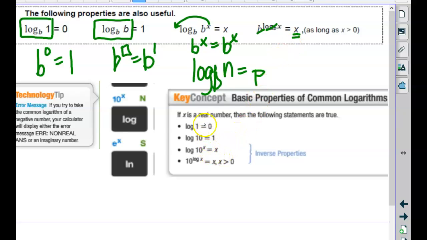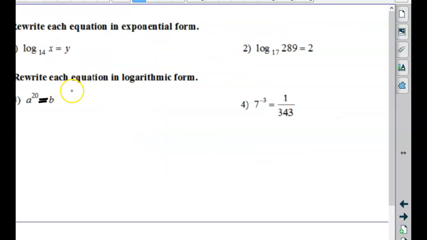And it doesn't matter if it's base 10, or if it's base ln, natural base, okay? These are the two on your calculator. Did everybody find those two? Log is base 10. So when it doesn't say what base on your quiz and it says log, look at the key, it says it's base 10. If it says ln on your quiz, the base is e, which is probably the next slide.